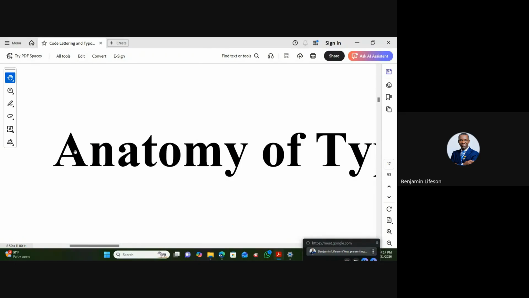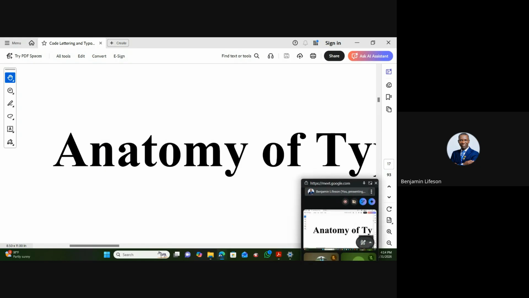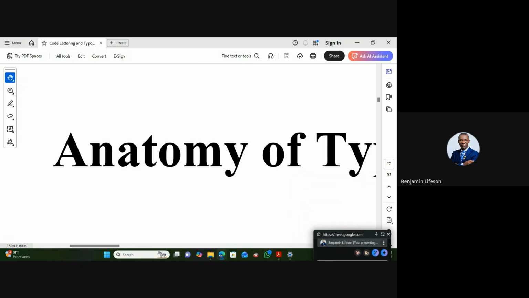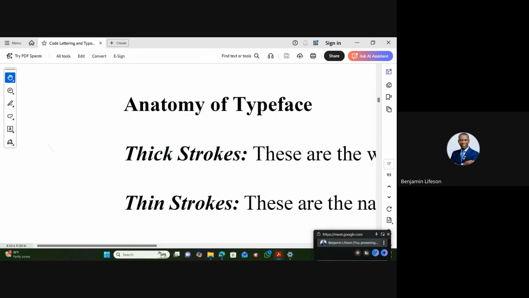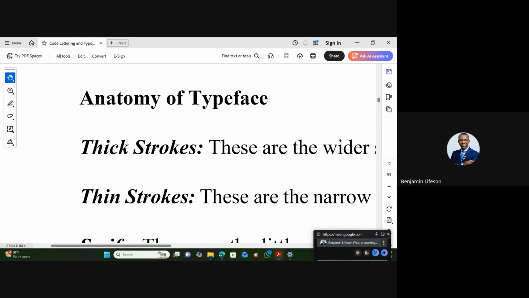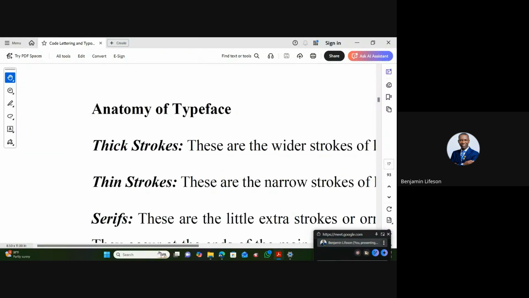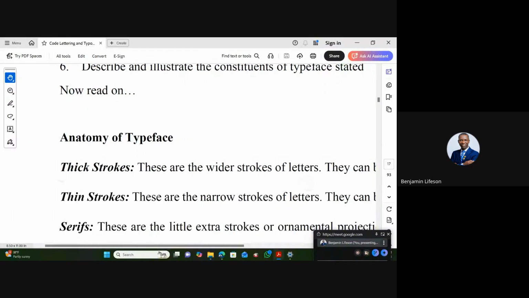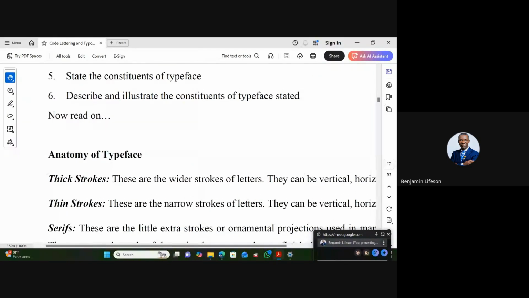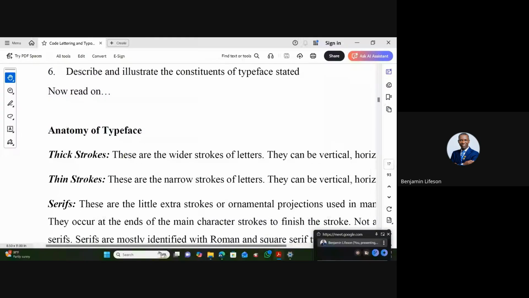Letter A is what is referred to as the thick stroke. So that is that. After getting this, we move to the next one. The next one is thin stroke. Once you identify thick stroke, it is so easy for you to also identify the thin stroke.